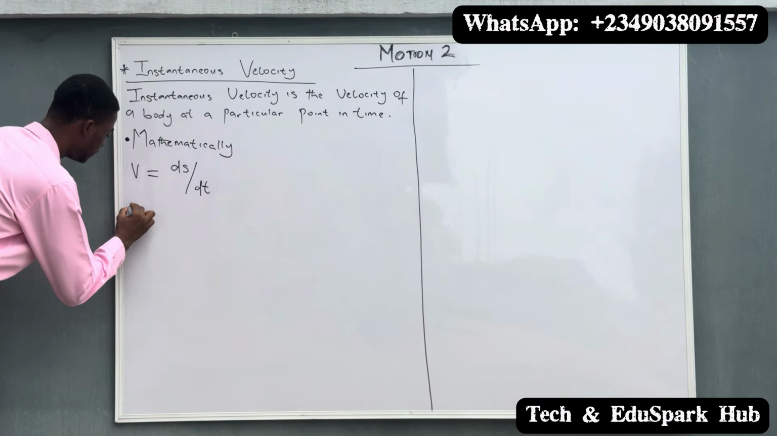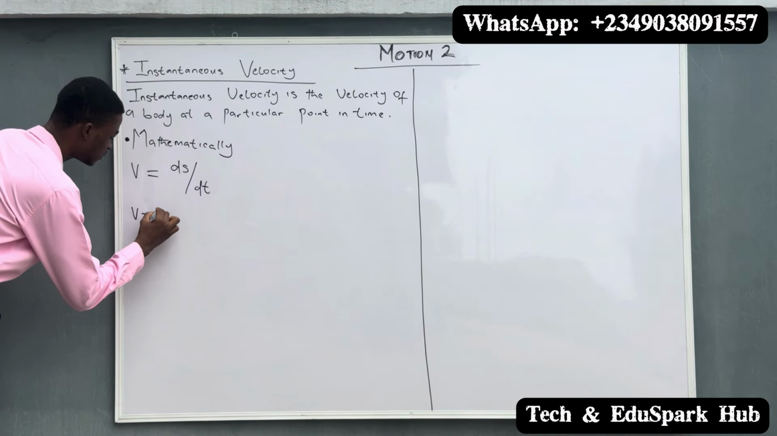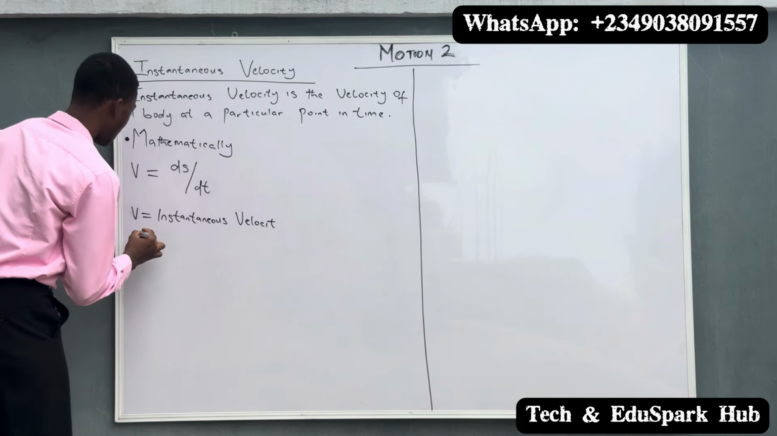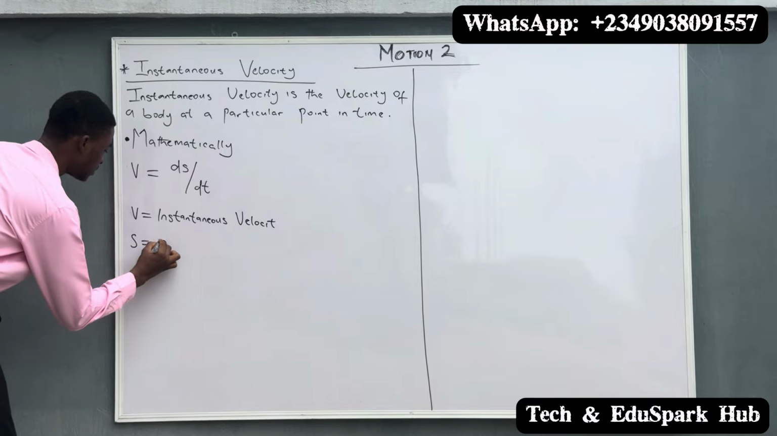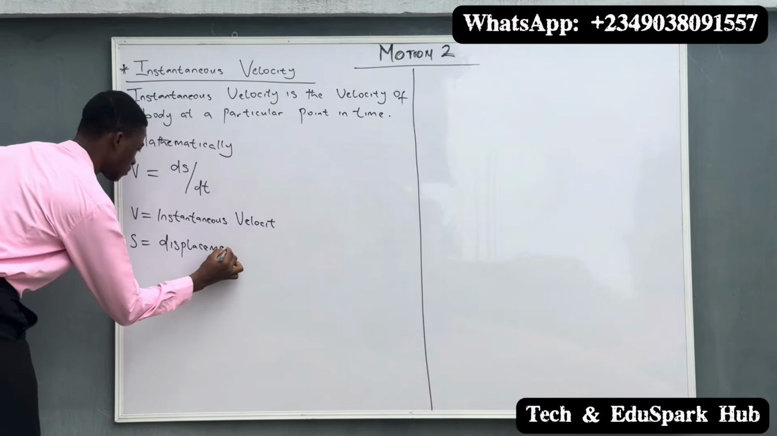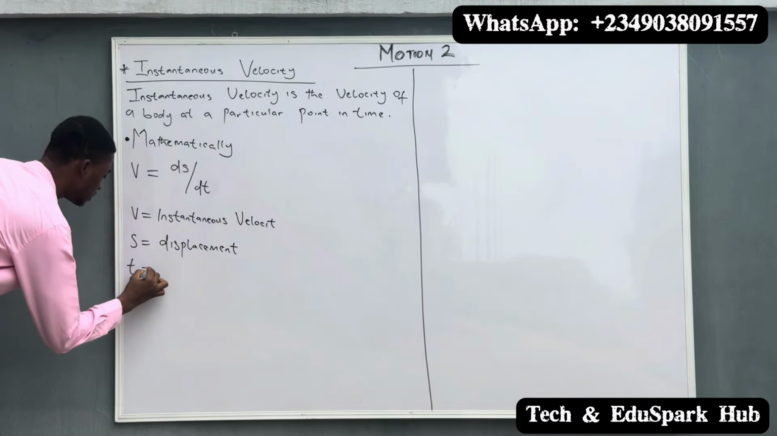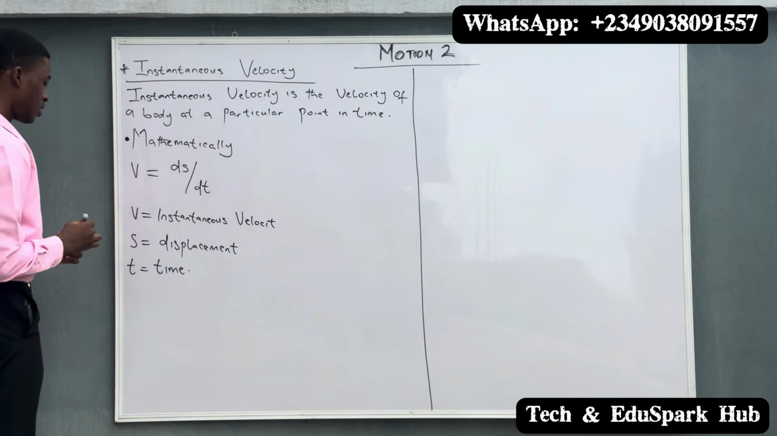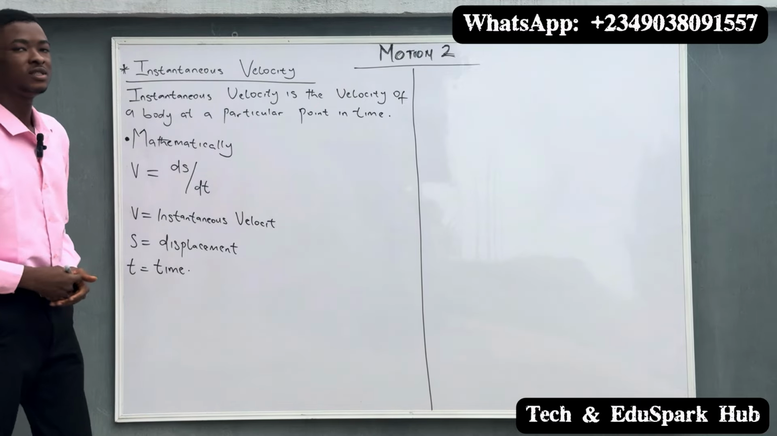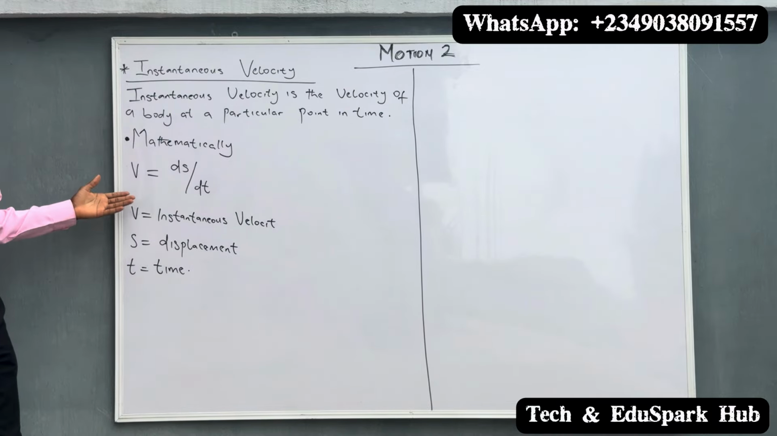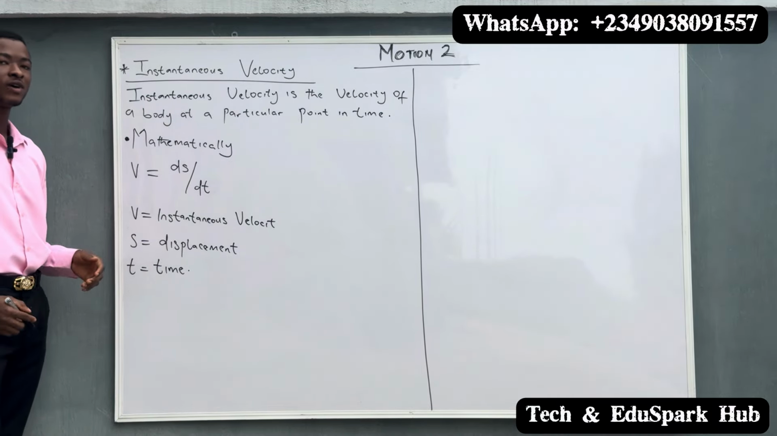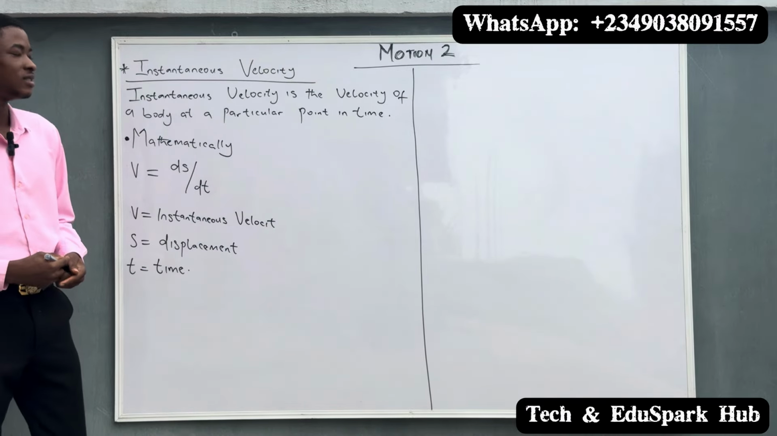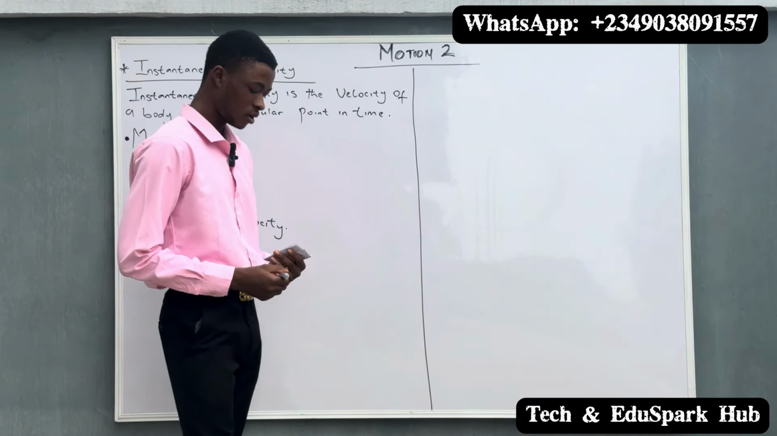We can say that v is the instantaneous velocity, s is the displacement, and t is equal to time. So this is the component of the instantaneous velocity. You can see we have the change in displacement over change in time. Let's look at some examples under this instantaneous velocity.